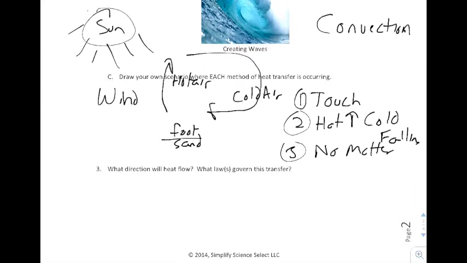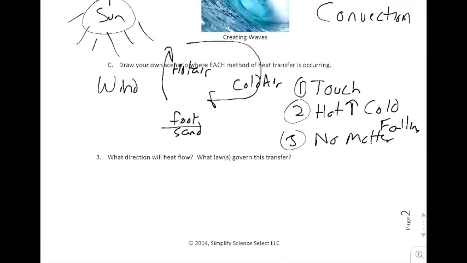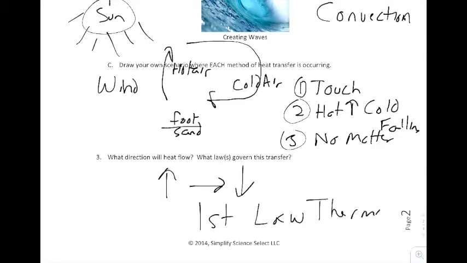Okay, next it says, what direction will heat flow? Heat will always flow from high to low, and that is governed by the first law of thermodynamics, which is a restatement of the conservation of energy.